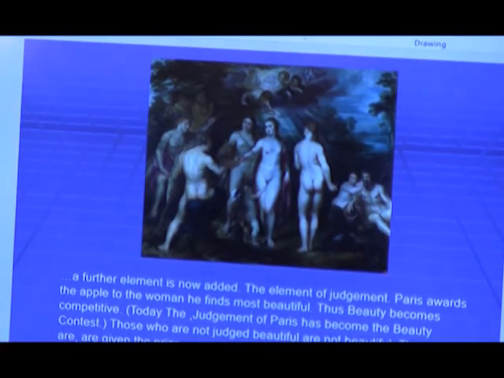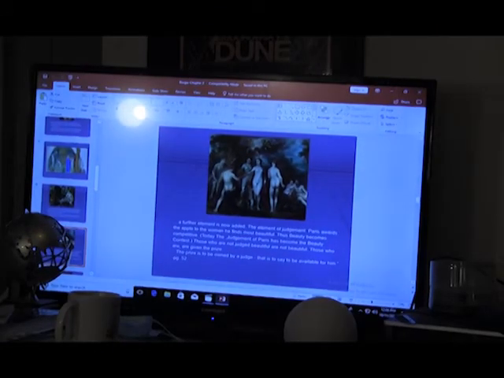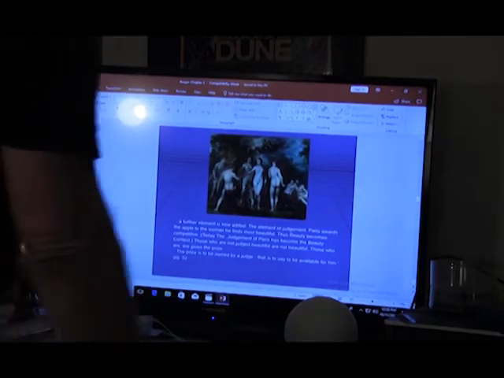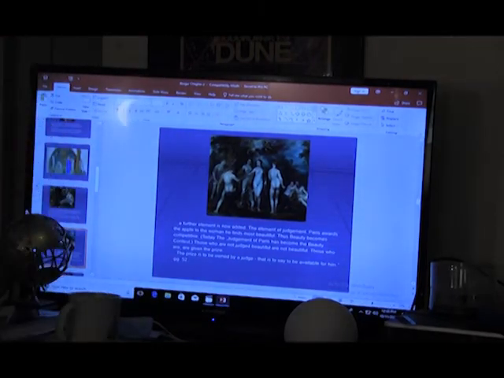But what Berger wants to say about this is this. He says that there's a further element now added to the narrative, and the element is one of judgment. Now we're judging things, all right? And you think about everything from models and advertising and actresses and pornography.